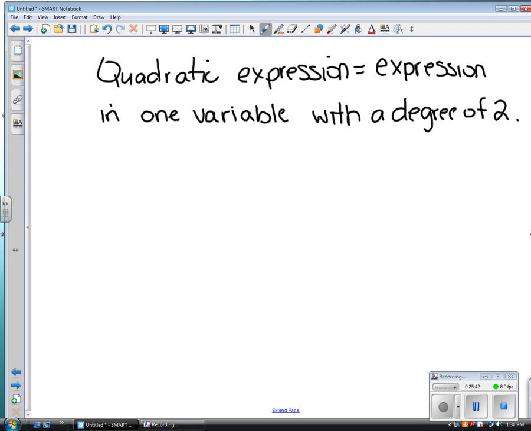That's how mathematics is. When I'm looking at a quadratic expression or a quadratic equation, you're looking at your degree of 2. Okay? Now, some things that are, I'm going to put a check mark, that are a quadratic equation would be x squared plus 2x plus 1.